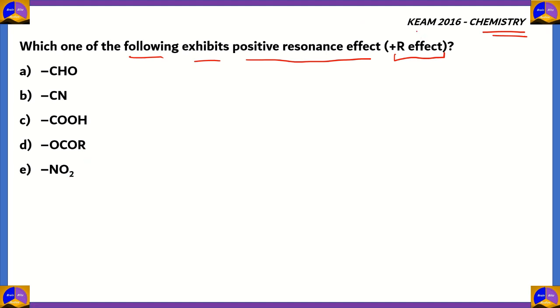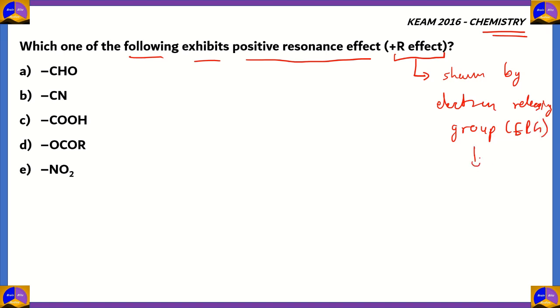So, in order to understand which of these exhibit +R effect, we need to know when +R effect occurs. Now, +R effect, or positive resonance, is shown by electron releasing groups, what we call ERG in short. And these electron releasing groups are normally ortho para directors in aromatic compounds.